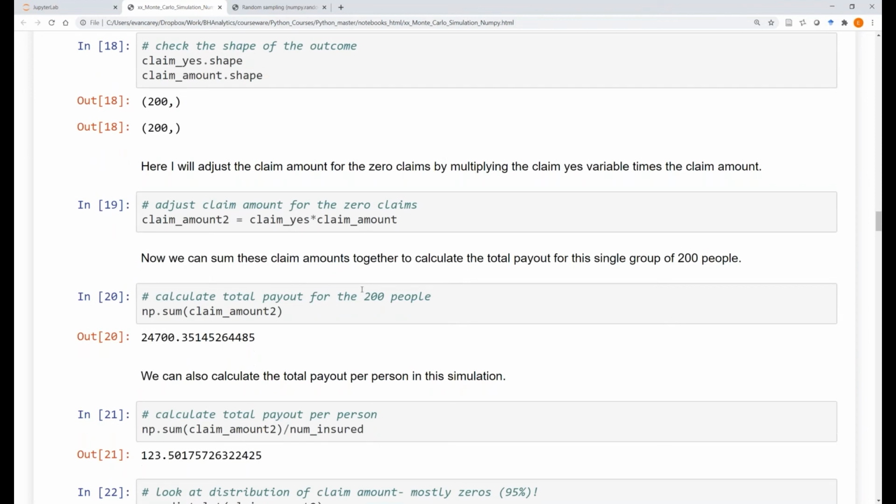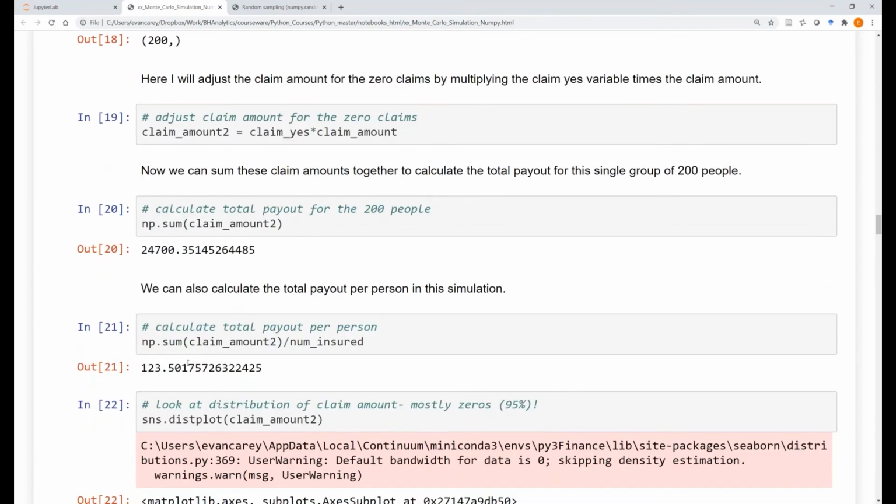So if somebody has a 0, they don't have a claim, so their cost should be 0, their claim amount. I'm going to simply multiply claim yes times claim amount, so that claim amount 2 is going to be a 0 if they didn't have a claim, and it's going to be 1 times their claim amount if they did have a claim. So this is now the total number of claims for this single group of 200 people based on a single random draw. And in this case, the total payout is going to be $24,700 for this one version of reality, right? One draw from the distribution. The total payout per person is going to be $123.